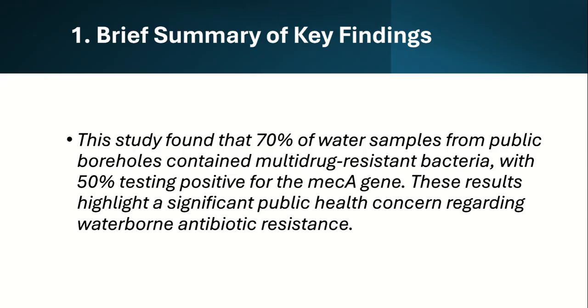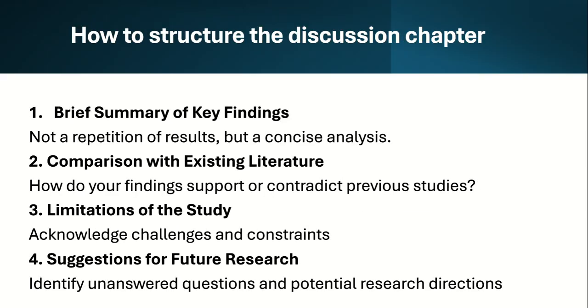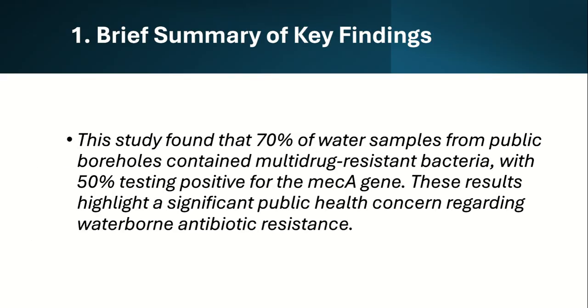For example, brief summary. So I said, number one, brief summary of key findings. So I have this example where someone did research on water microbiology. Brief summary of key findings: the study found that 70% of water samples from public boreholes contain multi-drug resistant bacteria, with 50% testing positive for the MEC-A gene. So, these are the key findings. You're not going to write everything you found in your research, but this is the key finding because it had to do with multi-drug resistance.